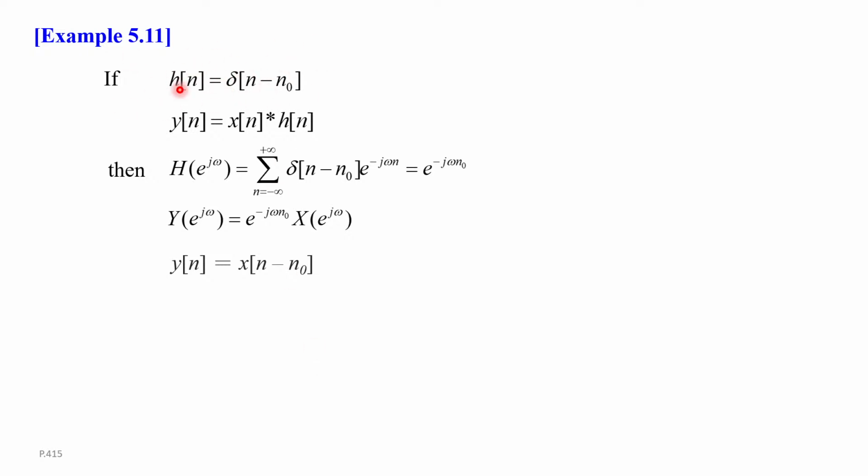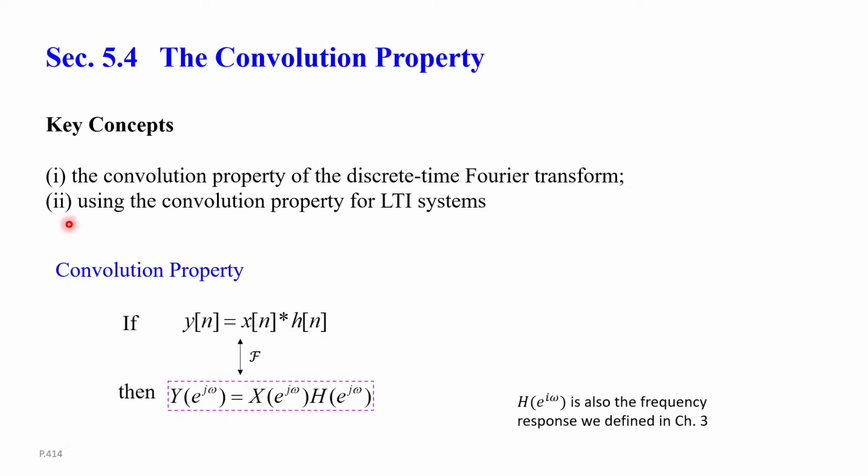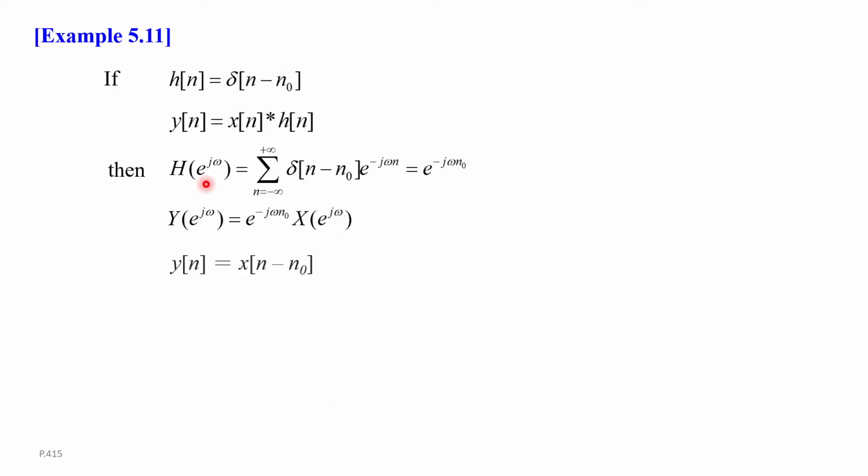If our LTI system has its impulse response just being delta of n minus n0, then we know this will just give you a time shift on your signal, so the output will just be a time shift of your input. But we can go through this, we can calculate the whole thing in the frequency domain and convert it back. So let's do that.